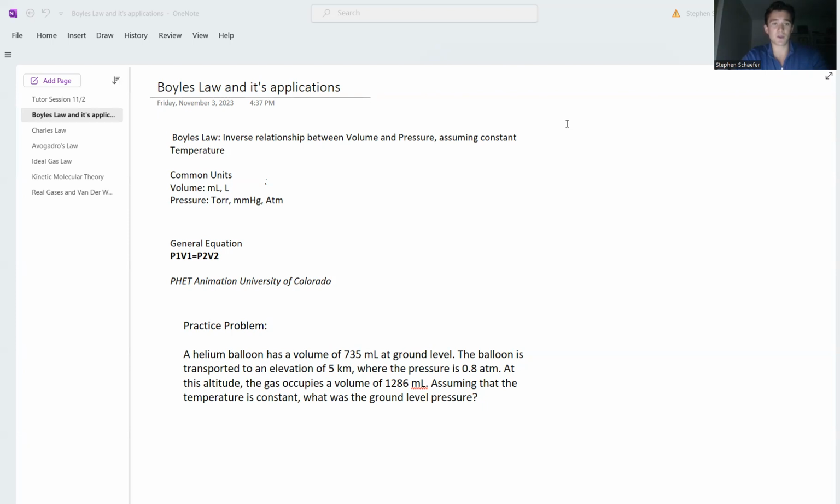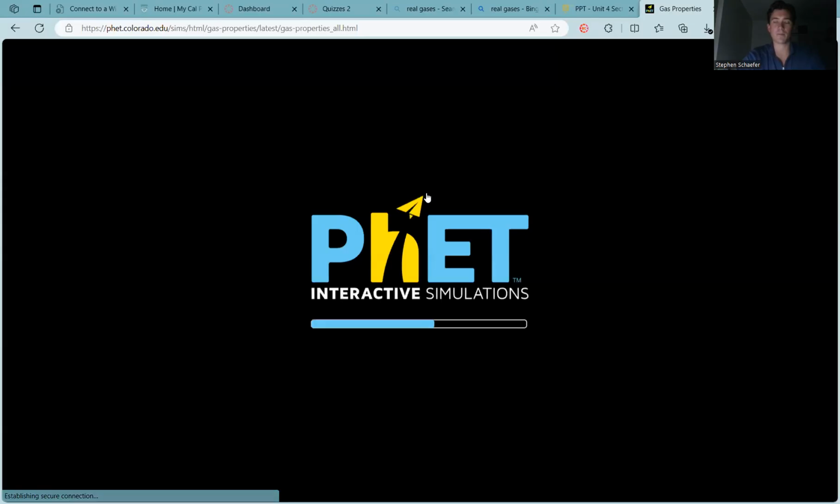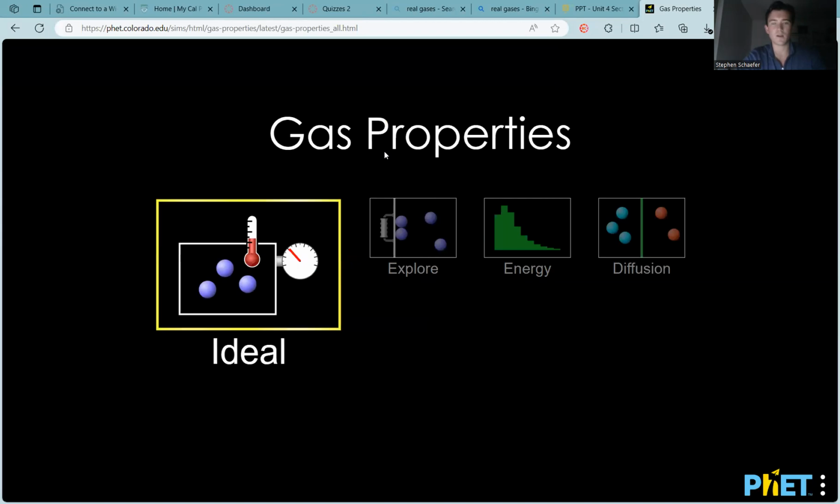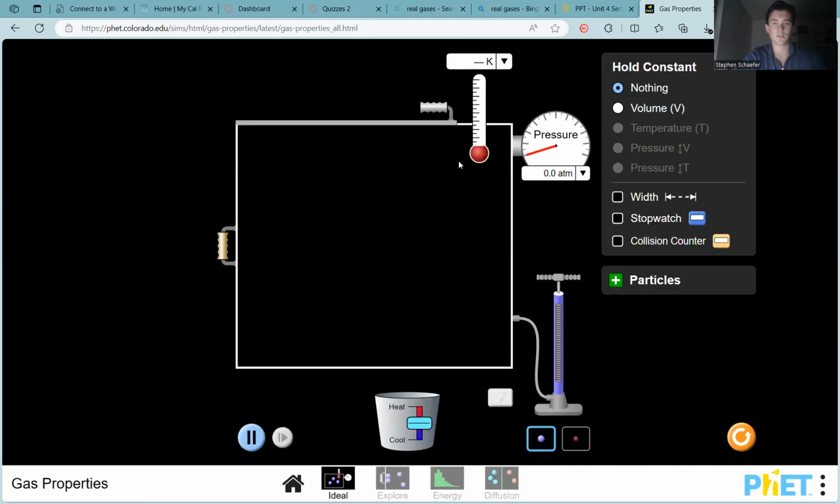explanation and demonstration for Boyle's law, we can go over to PhET, so P-H-E-T. It's an animation software used by the University of Colorado. What we can do is, I'll show you this right now. So we're talking about ideal gases. What you can do is play around with the volume, the temperature, and the pressure.